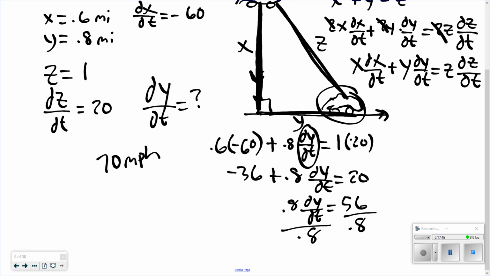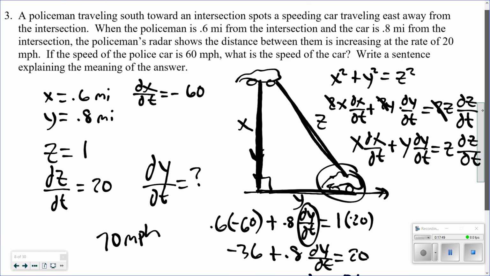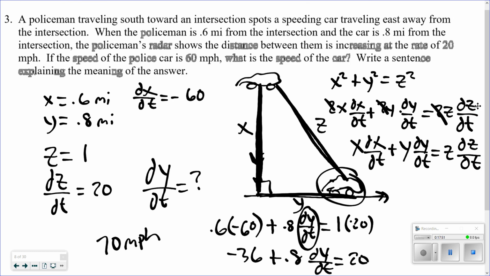So we're going to, again, write a sentence that answers the question. I go back up there, it says, what is the speed of the car? So you would say, the car is moving away from the intersection at a speed of 70 miles per hour. That would be the sentence you write down that answers that.